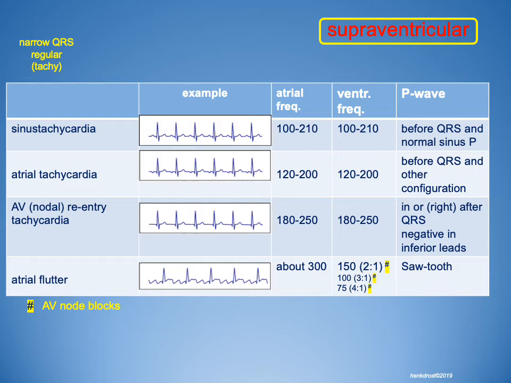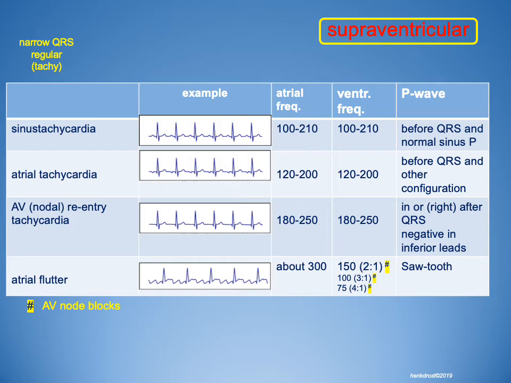The fourth form of the regular narrow QRS tachycardia is the atrial flutter. An atrial flutter is a very characteristic rhythm disorder with a so-called saw-toothed appearance of the P wave. The frequency of the atrial depolarization, so the P wave, is mostly about 300 beats per minute, and the AV node cannot let pass this high frequency of stimulus, so it goes blocking, often 2 by 1, and it results in a ventricular frequency of 150 beats per minute.